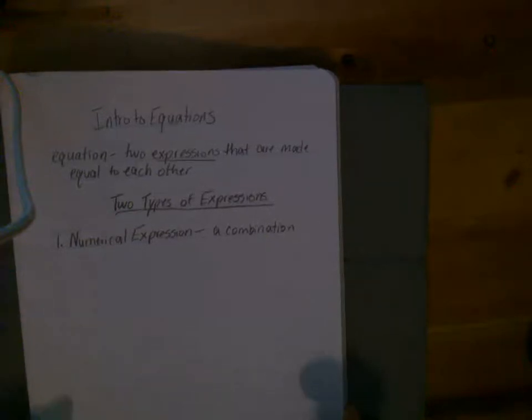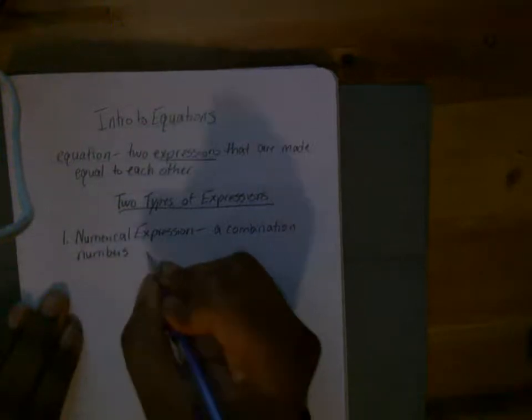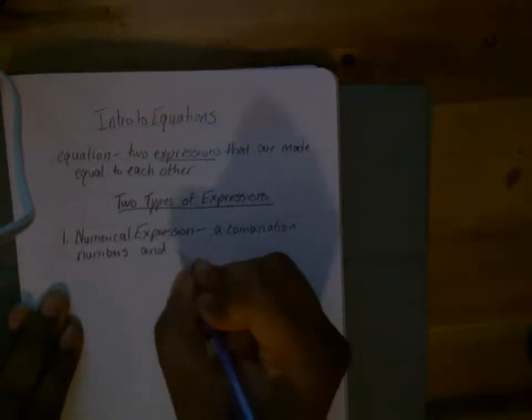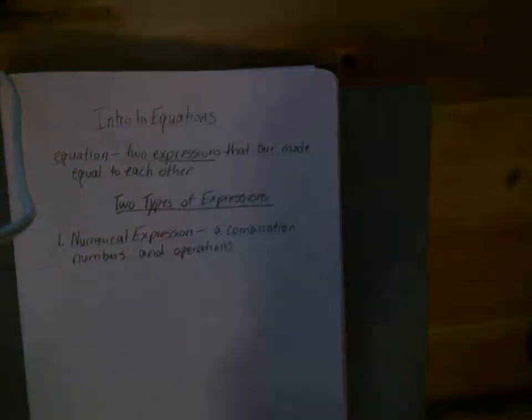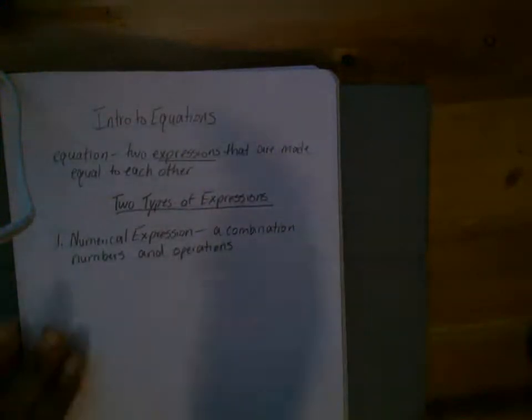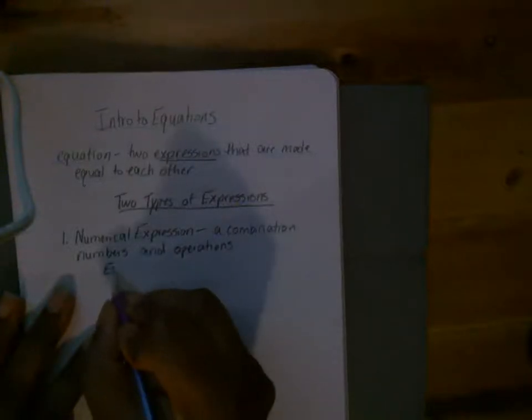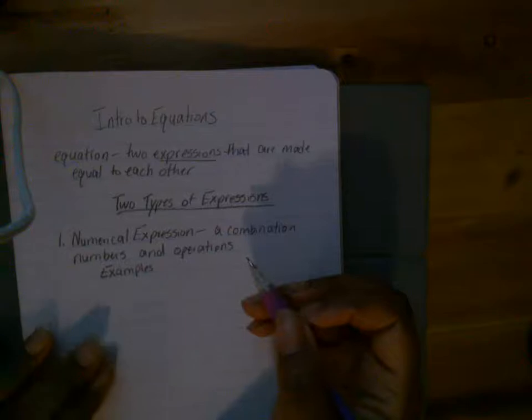Numerical expressions, a combination of numbers and operations. That's it. Numbers and operations. So it's a combination of just numbers and operations. What does that look like, Miss Reyes? That looks like this. It can be very short.